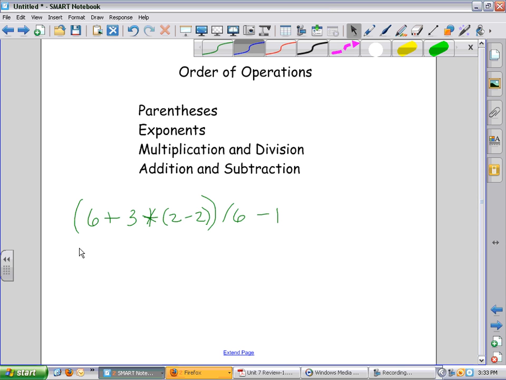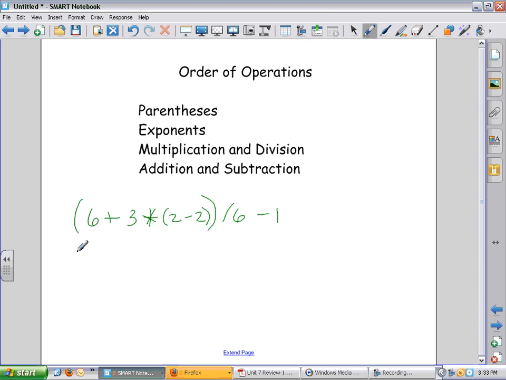So I'm going to rewrite this problem. Now we have 6 plus 3 times 0 inside that second set of parentheses, since we've already solved what was inside, divided by 6 minus 1. So now I still have to do what's in the parentheses first, and I haven't done the rest of it, so let's do that now.